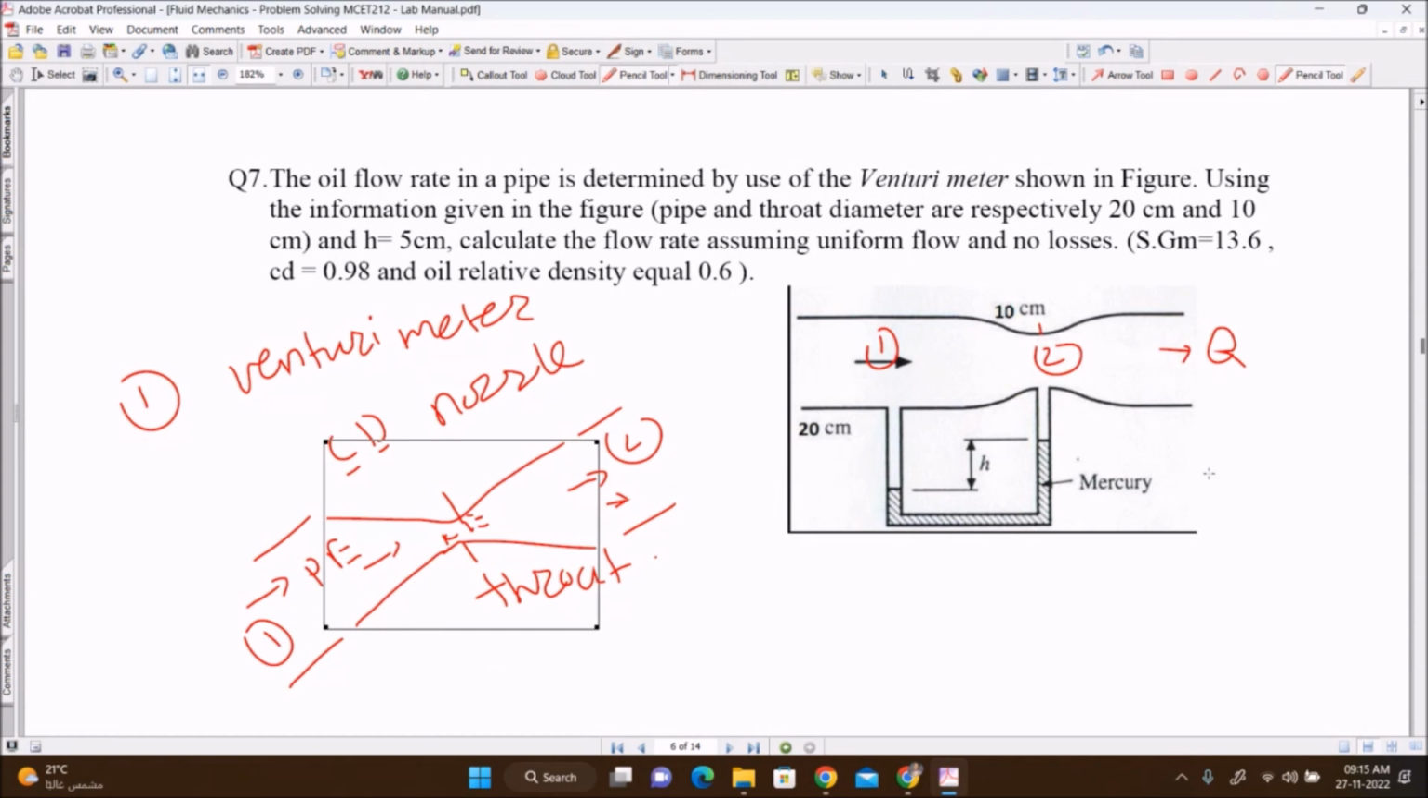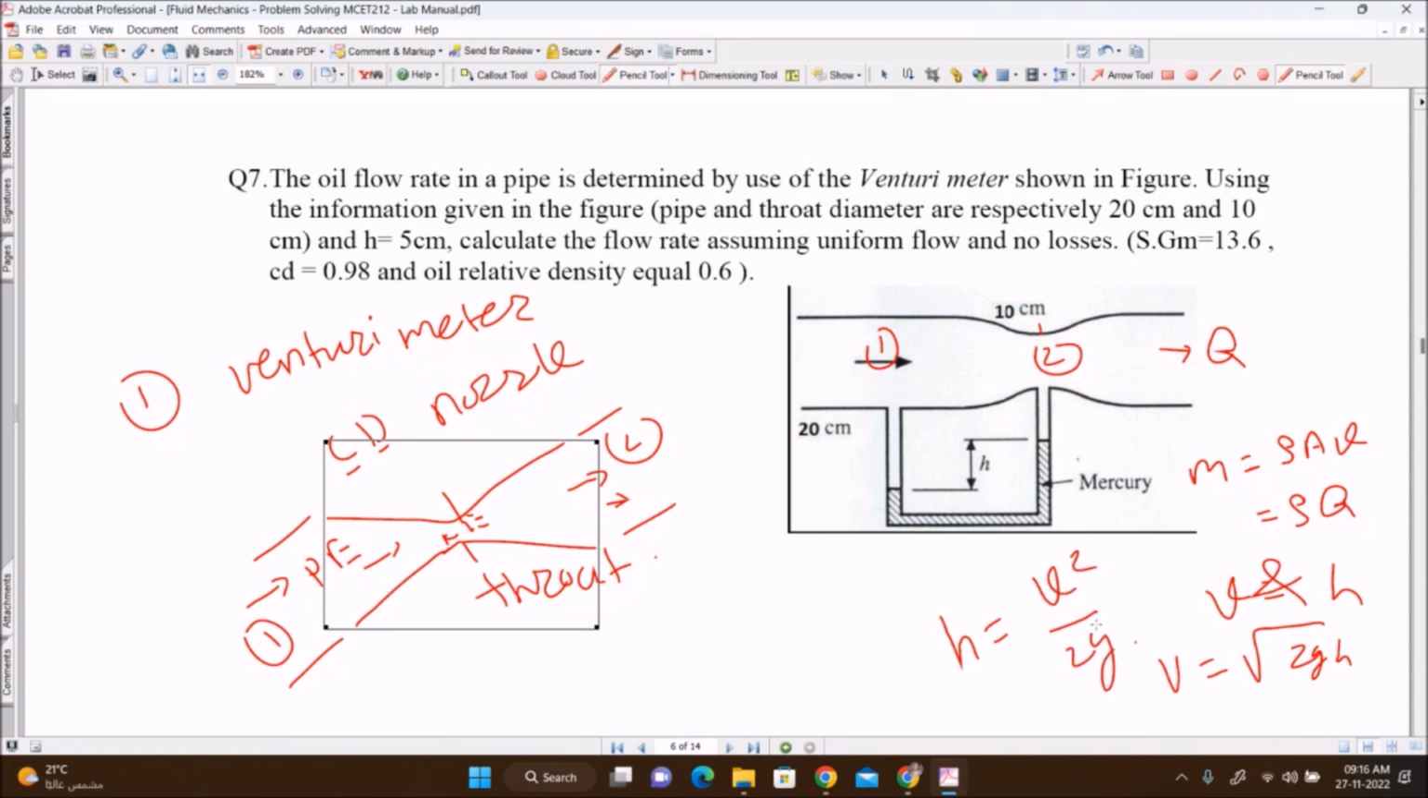So discharge measurement is nothing but the mass measurement. It is nothing but rho AV is equal to rho Q, and anyhow we are measuring velocity V in terms of H. So in terms of H, what is the relation between pressure head and velocity? Velocity V is equal to under root 2gH, or pressure head H is equal to V square by 2g, that you used in Bernoulli's equation. So this is a kinetic energy.